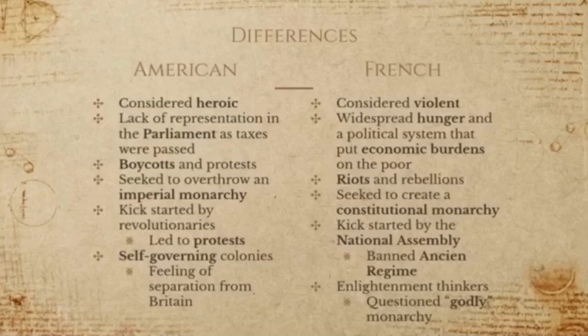And in the French Revolution, historians considered it more violent. People did not like the system because there was widespread hunger, and there was a political system that put economic burdens on the poor. It started out as riots and rebellions, and it just gradually increased. They sought to create a constitutional monarchy, and it was kickstarted by a National Assembly that banned the feudal regime. And Enlightenment thinkers questioned monarchies, calling them ungodly. Not a good look.